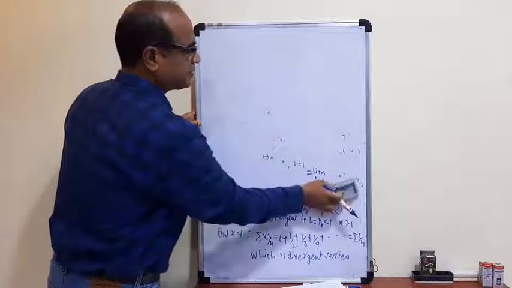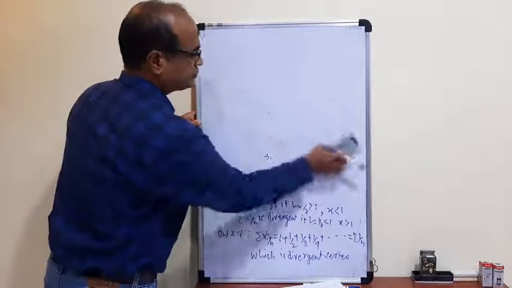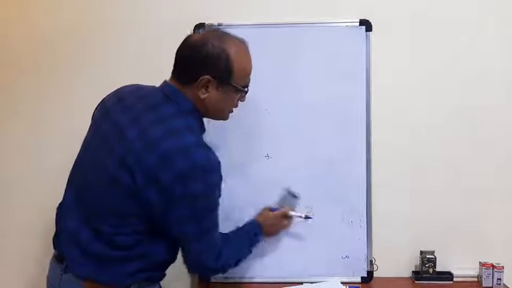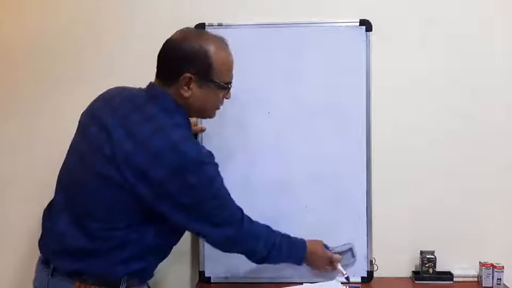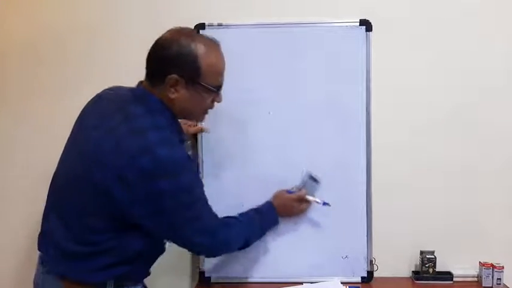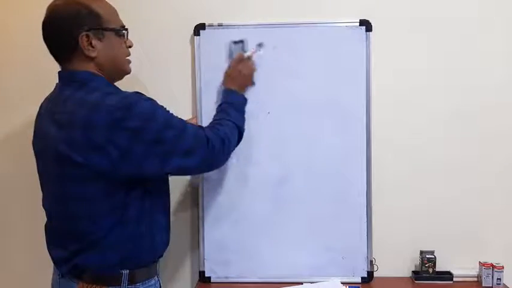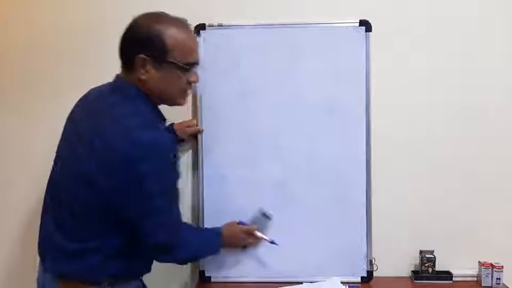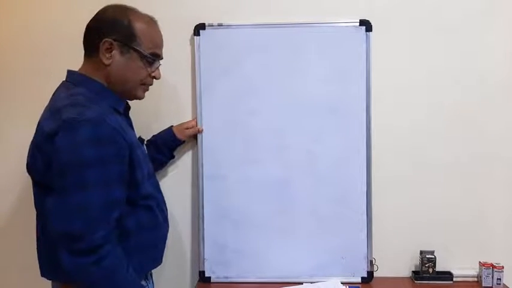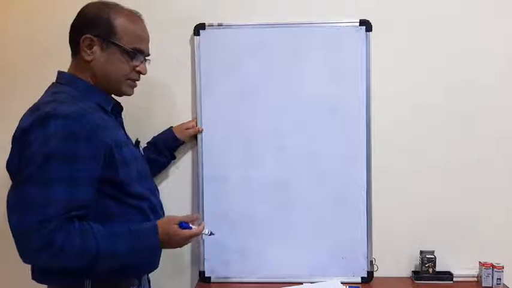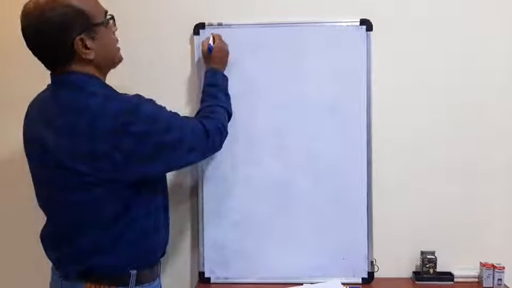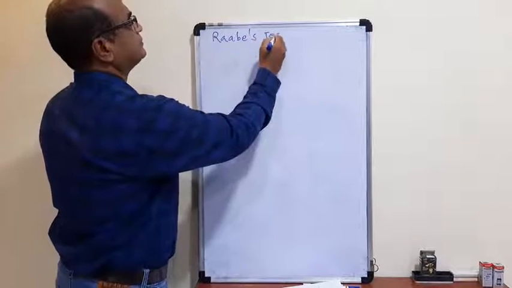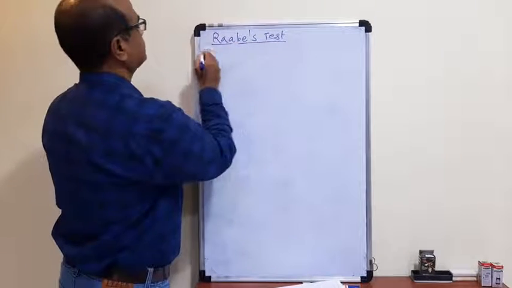So what is Raabe's test? There are many tests to test the convergence of a series. If L is equal to 1, then the test fails. Then there are new tests such as Raabe's test and so on. So now, Raabe's test. So what is Raabe's test? Theorem.